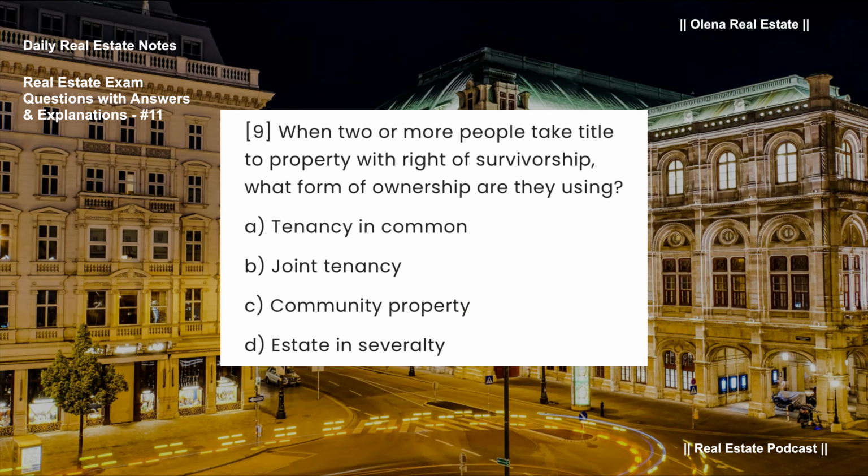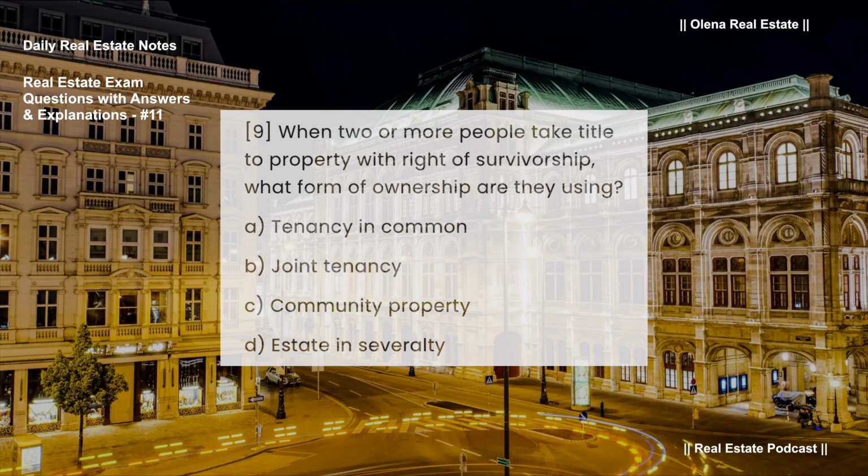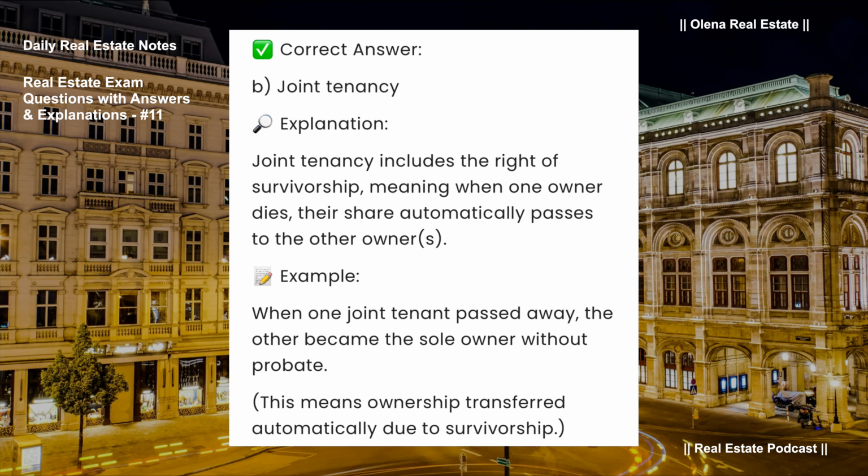When two or more people take title to property with right of survivorship, what form of ownership are they using? A. Tenancy in common. B. Joint tenancy. C. Community property. D. Estate in severalty. Correct answer, B.